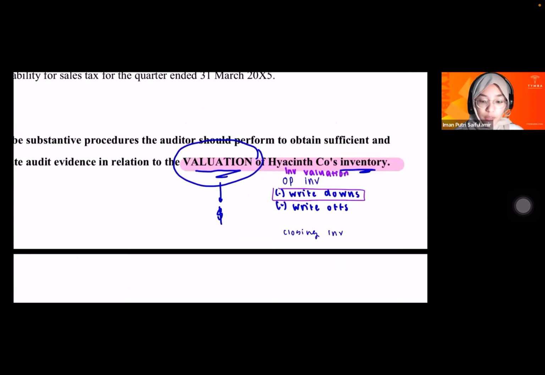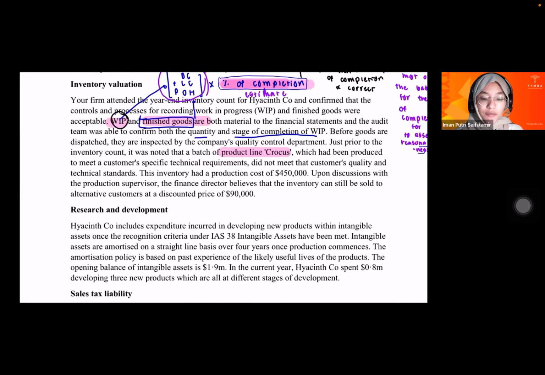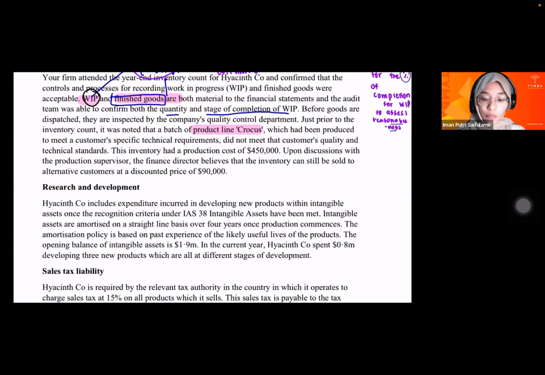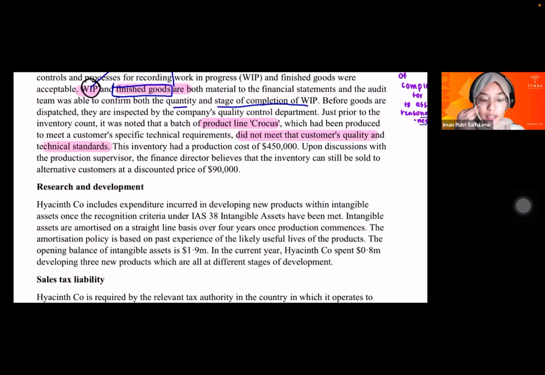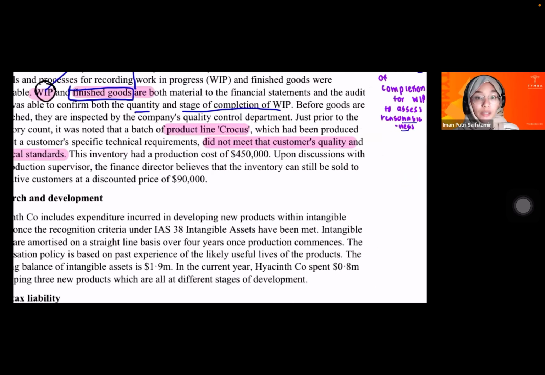Another way, let's look through the scenario first. Before goods are dispatched, they are inspected by the company's quality control department. Just prior to the inventory count, it was noted that a batch of product line Crocus, which has been produced to meet a customer's specific technical requirements, did not meet that customer's quality and technical standards. We want to be more specific to the scenario, so make sure you talk about this Crocus in your answer also. So what is the risk right now, guys?